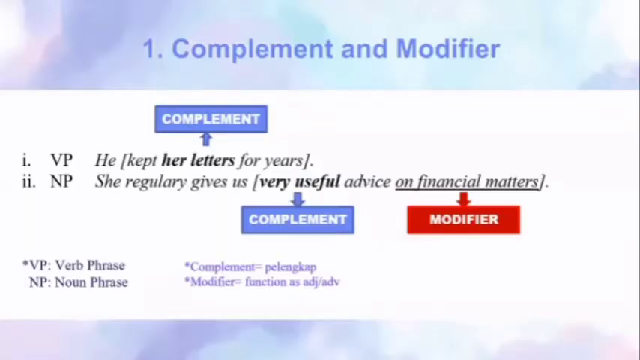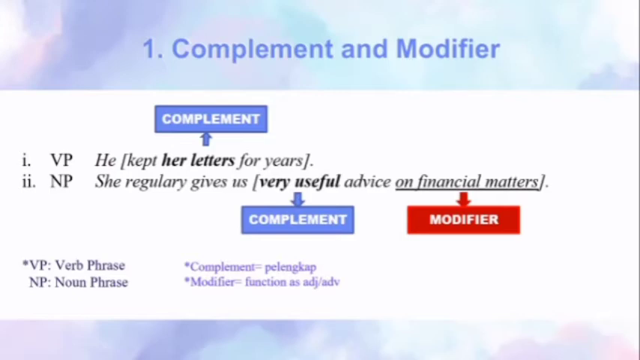The first is complement and modifier. Complement adalah pelengkap and modifier have a function as adjective or adverb. Modifier memiliki fungsi sebagai kata sifat ataupun kata keterangan. For example, he kept her letters for years. Her letters is the complement.